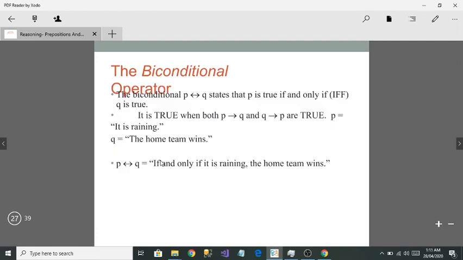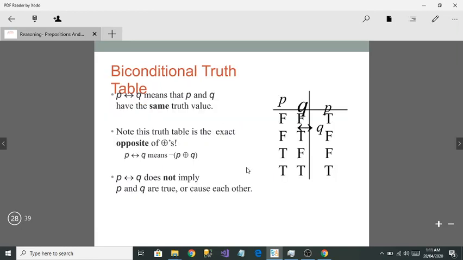So what is the biconditional operator? Biconditional operator you will write like this. It is true when both P implies Q and Q implies P are true. Like it is raining, the home team wins. Then what you will write, if and only if. When it comes to biconditional, you have to add if and only if. If and only if it is raining, the home team wins. Like you can see here, one is false and the other is true, it will be false. That means when both are false, it will be true. And when both are true, it is going to be true.